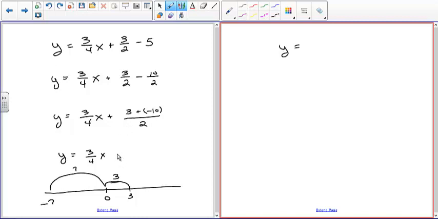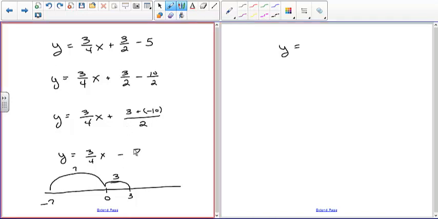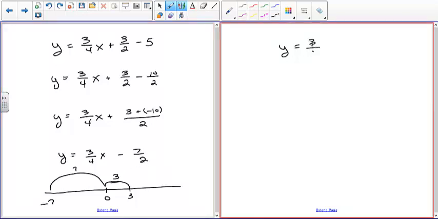So this should have been negative 7 halves. And because 7 is odd and 2 is even, that's as far as we can go. So there you go. This is the answer.